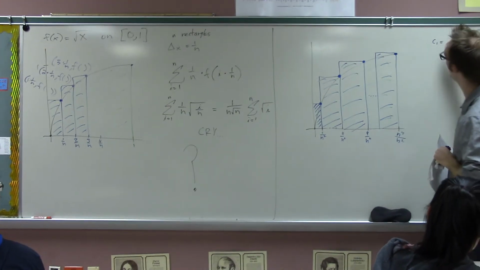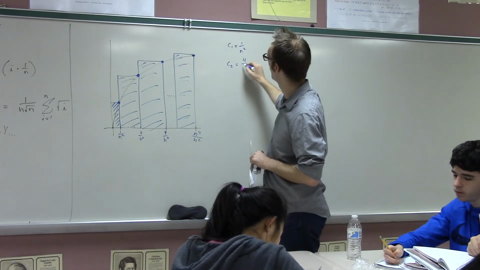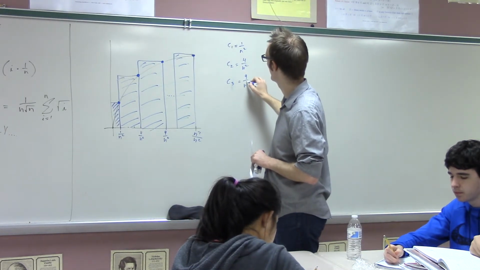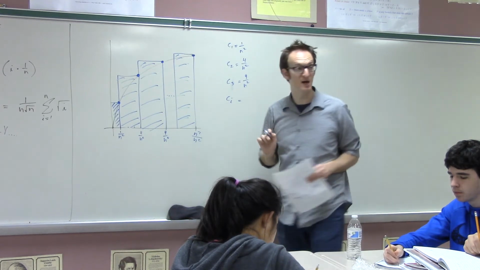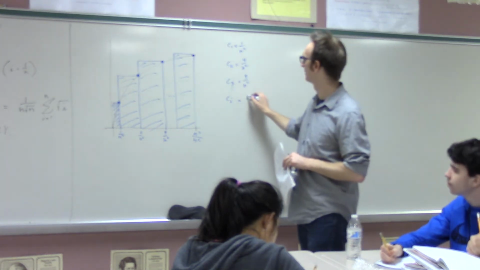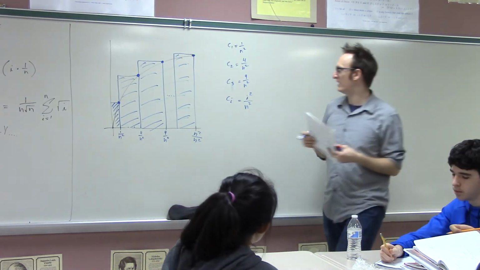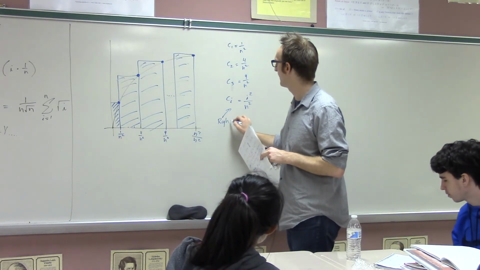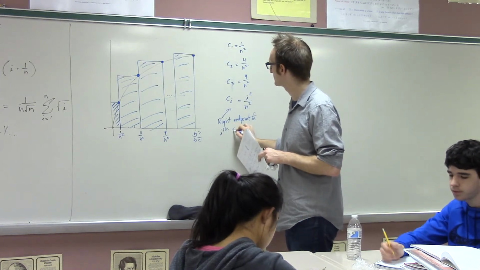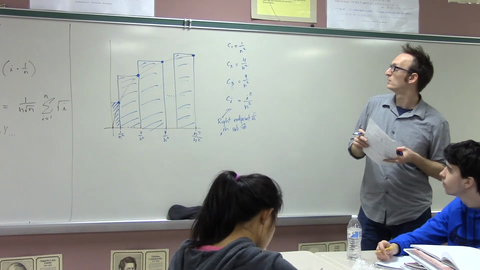So c sub 1 is this first place, 1 over n squared. c sub 2 is 4 over n squared. c sub 3 is 9 over n squared. And in general, what is c sub i? The right-hand endpoint of the ith subinterval: i squared over n squared. Excellent. Okay, good. So I'll even write that. This is the right endpoint of the ith subinterval. Wait, isn't it i squared over n squared? Yeah, I think that's right.